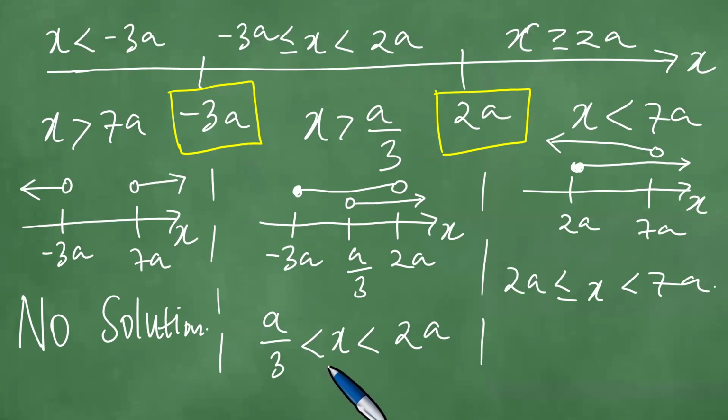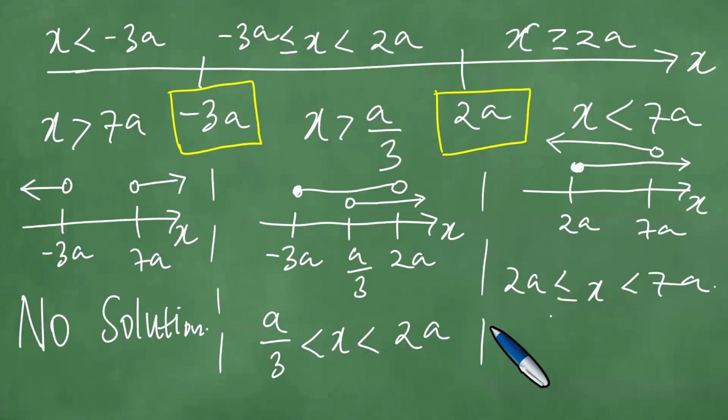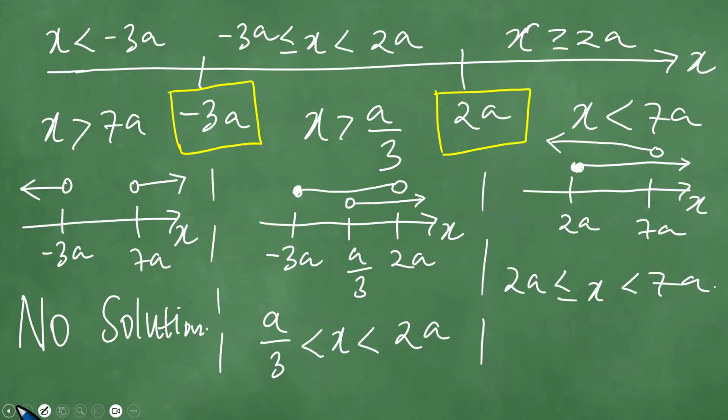Right, this middle part is where we have x lying between a over 3 and 2a. Right, so this part here. And so we have another part where x lies between 2a inclusive and 7a. 2a and 7a. Right. Now, in other words, what is happening here is that we have either the first part.